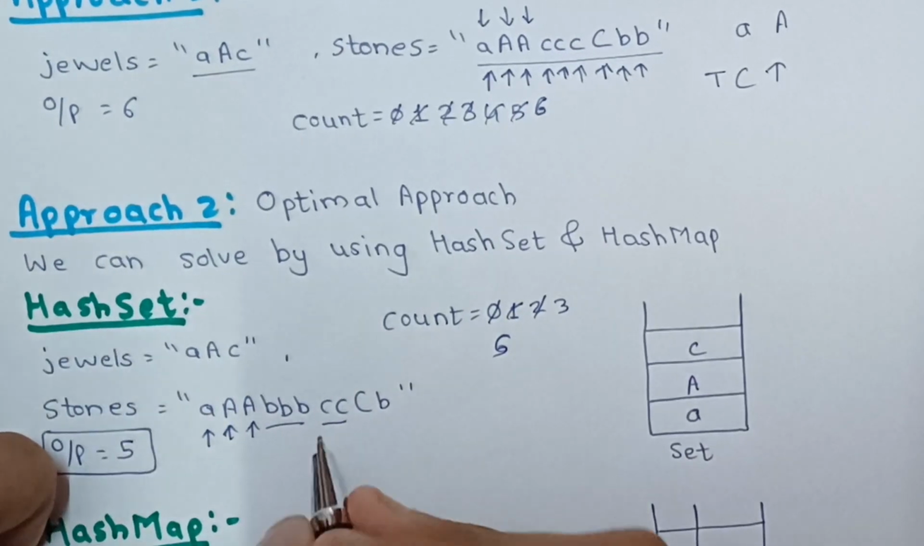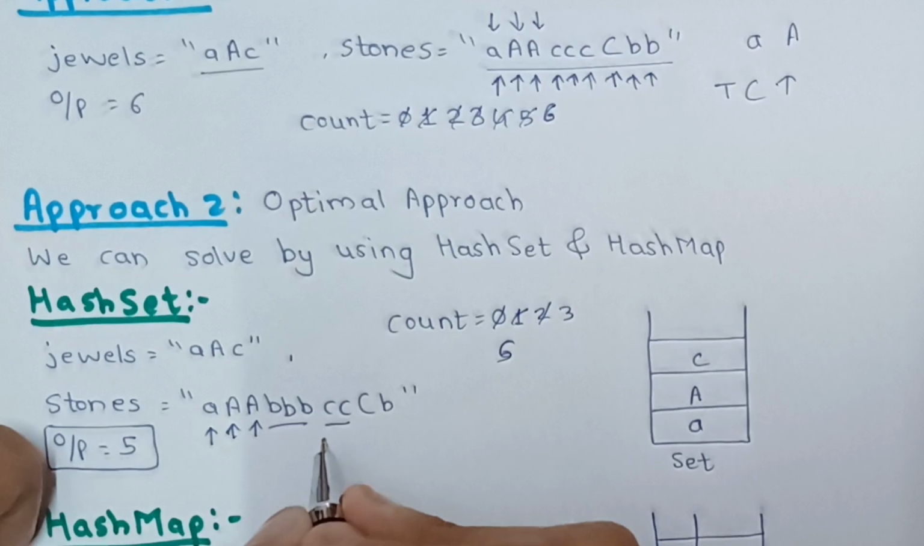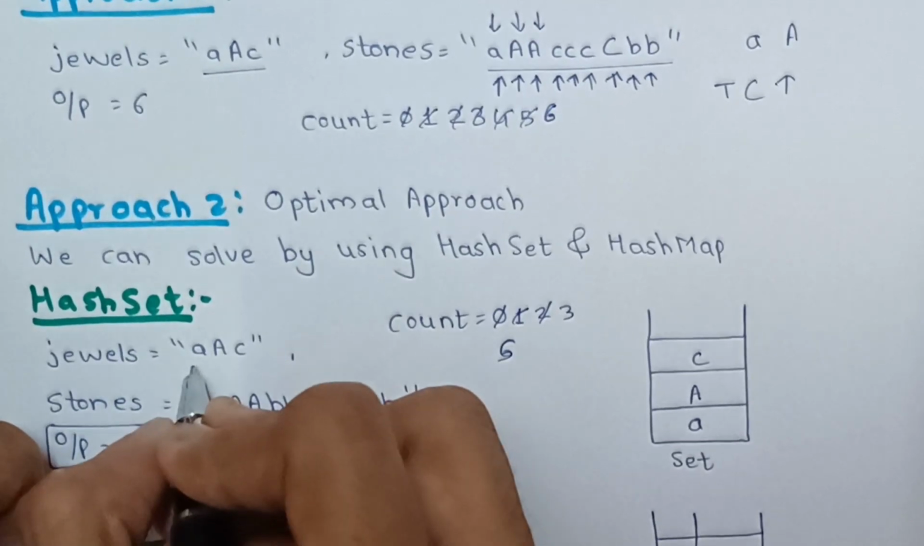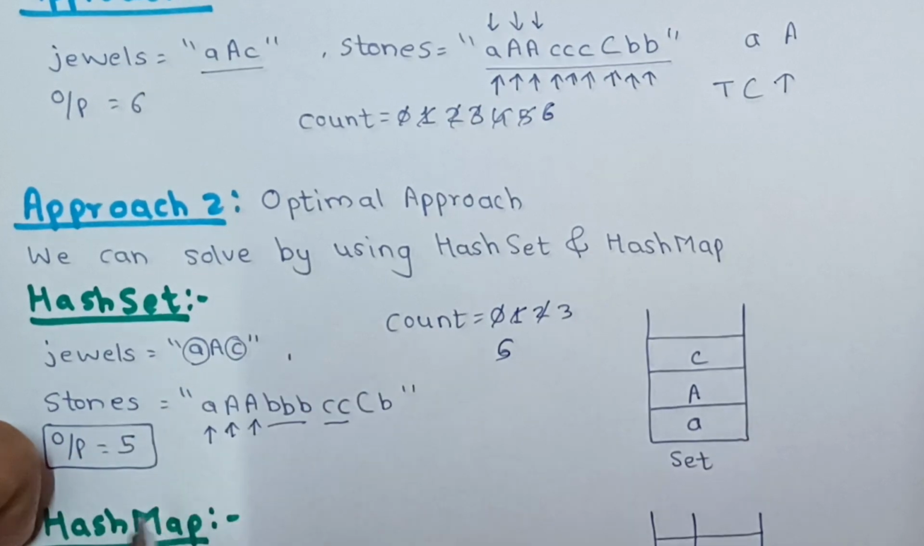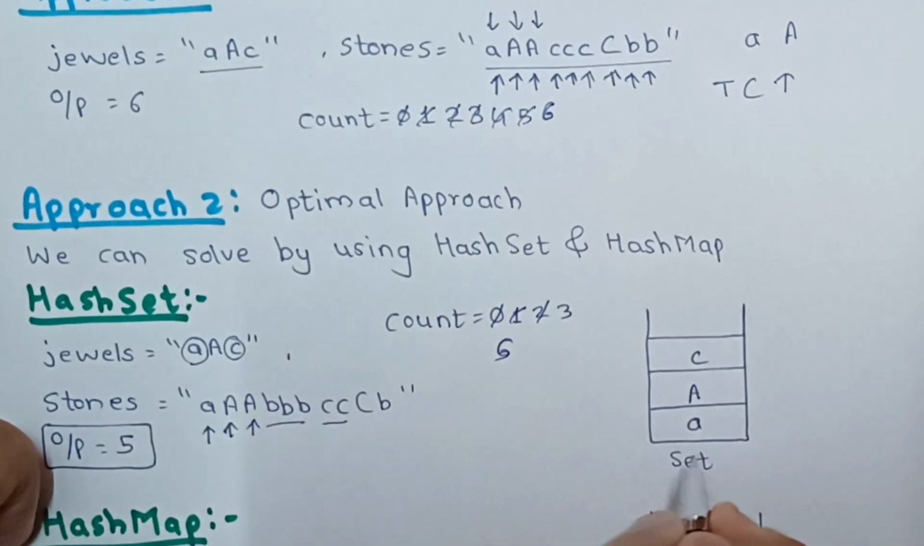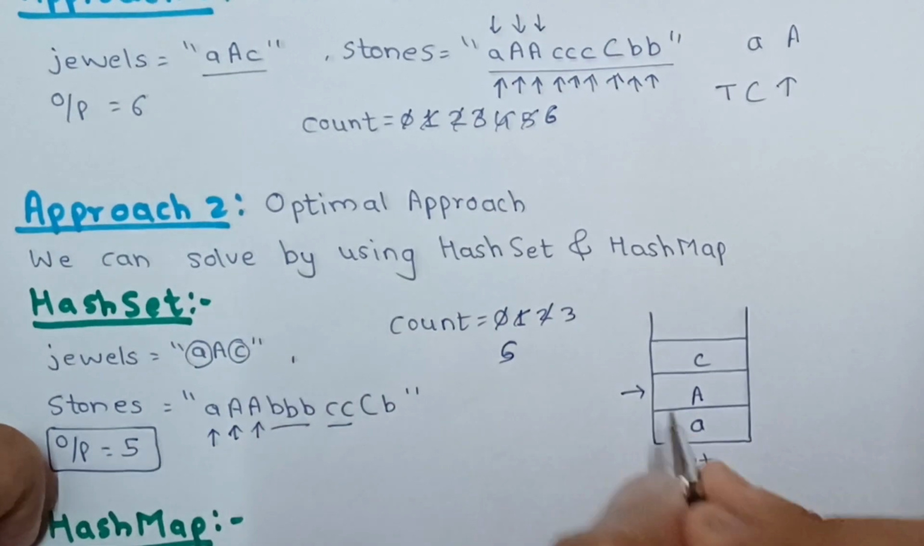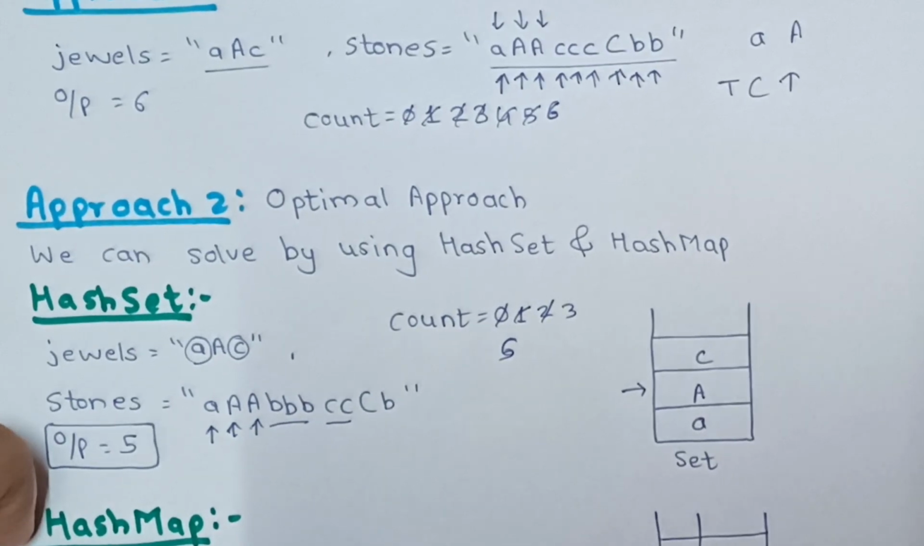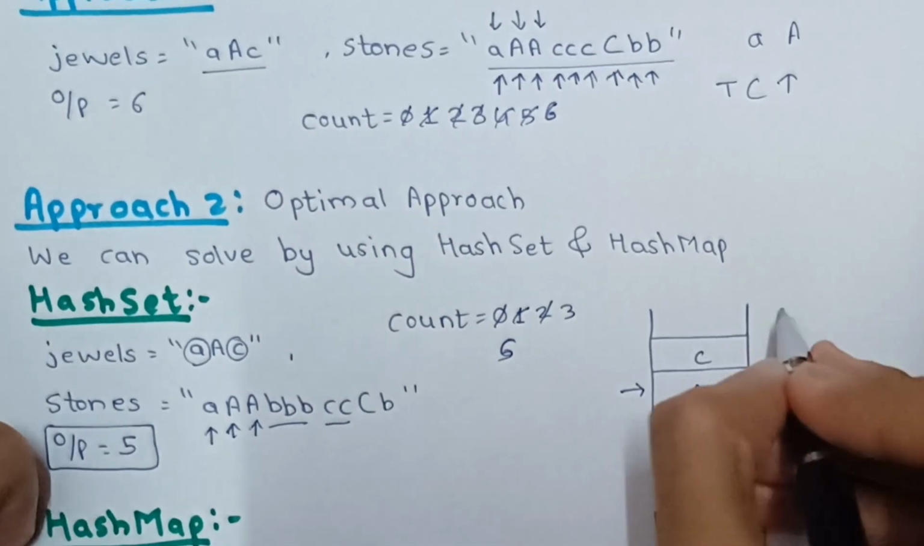So this does not repeatedly iterate over the jewels. Once we have found the A, we are not traversing to the small a and small c. We are directly finding in the set that capital A is there, so we have to increment. This will run in less time complexity, in big O of n.